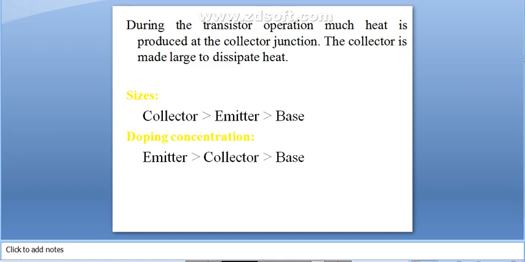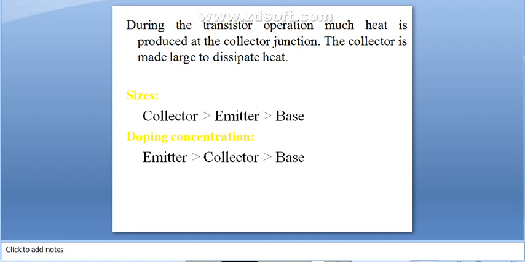During the transistor operation, much heat is produced at the collector junction. When it comes to sizes, the collector size is more compared to the emitter and base. Emitter size is more than base.